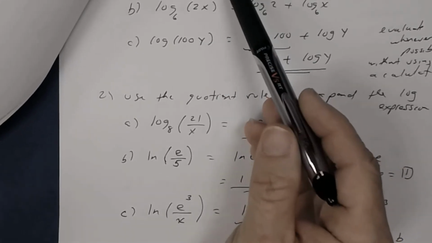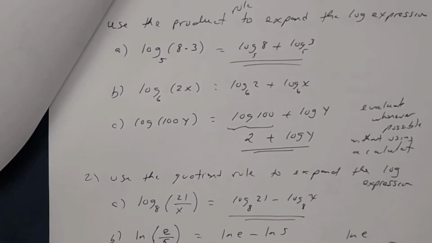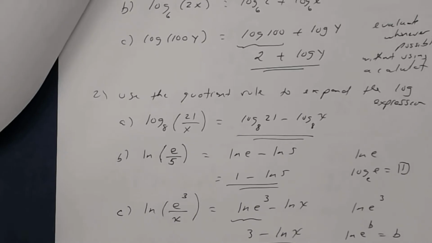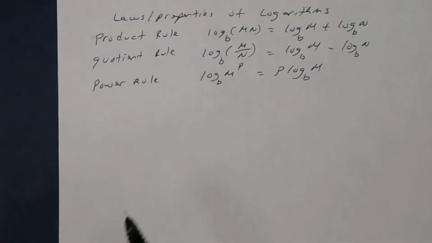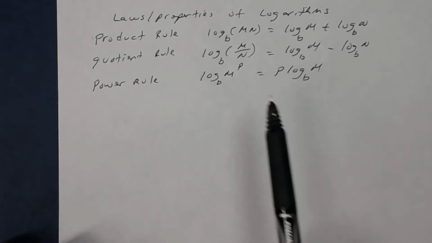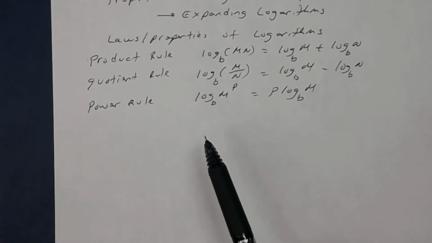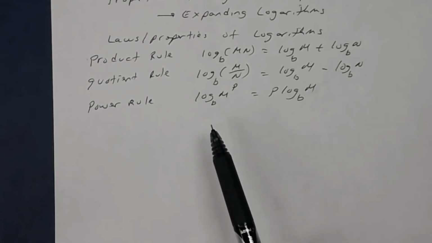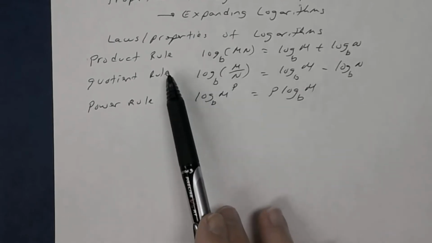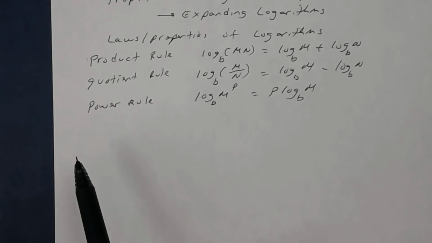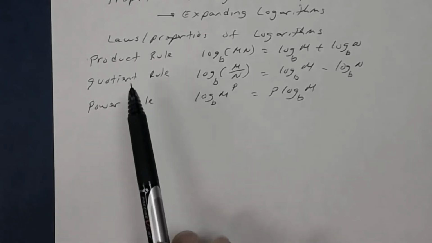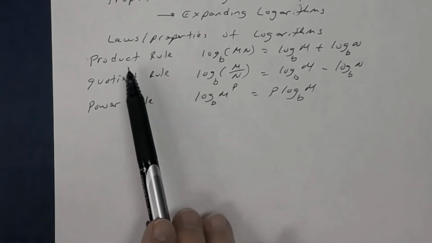We did some examples using the product rule, some using the quotient rule, and some using the power rule. Now, in part two, we're going to continue looking at examples of using these rules, but these problems will involve applying one or more of these properties at the same time. So let's remind ourselves about what the product rule says.